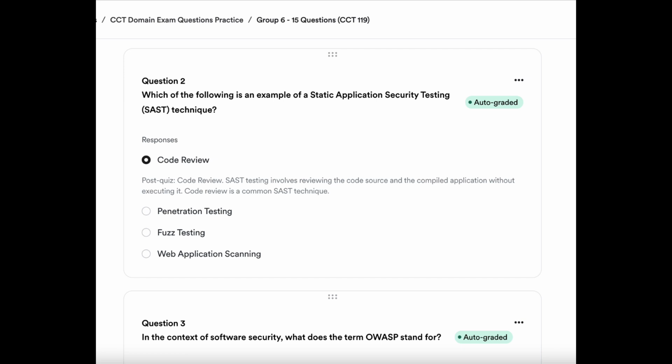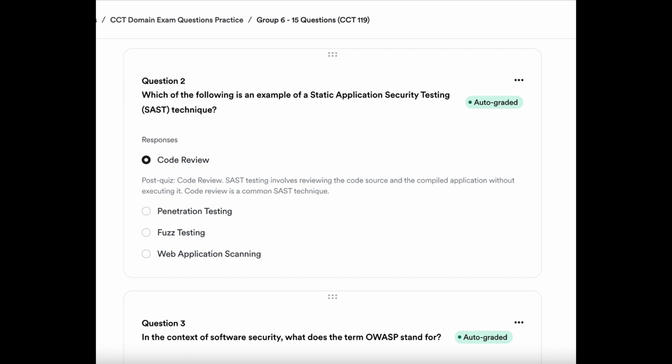Question 2. Which of the following is an example of a static application security testing, or SAST, S-A-S-T, technique? So what is the SAST technique? Which of the following is a static application security testing technique? A, code review. B, penetration testing. C, fuzz testing. Or D, web application scanning. So which of the following is an example of static application security testing?